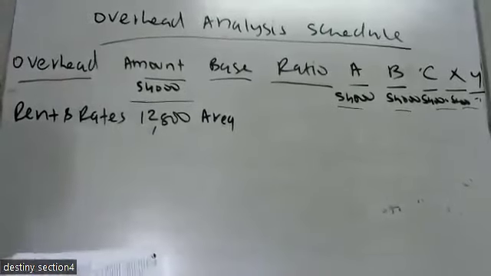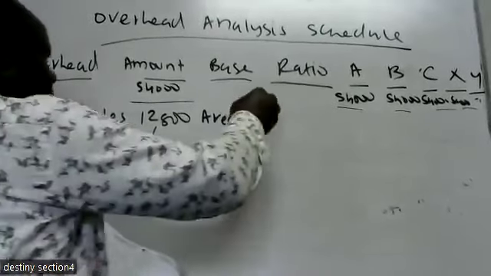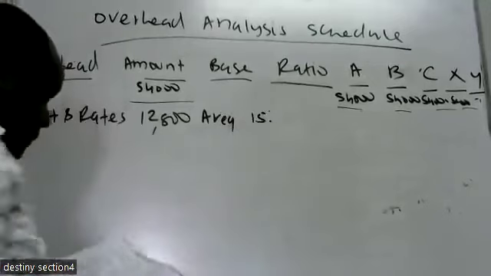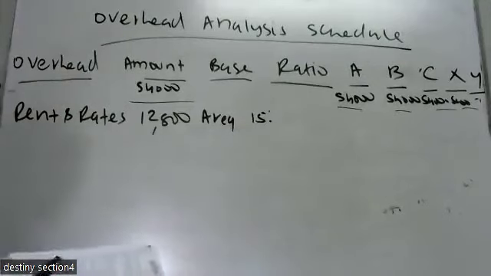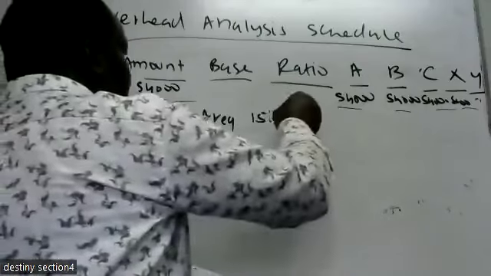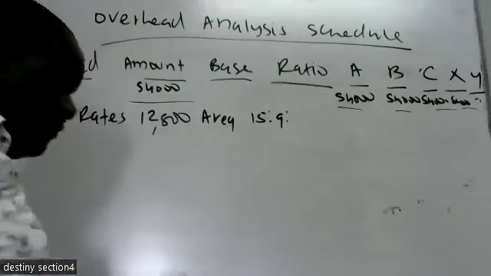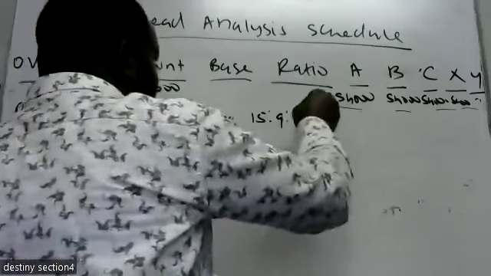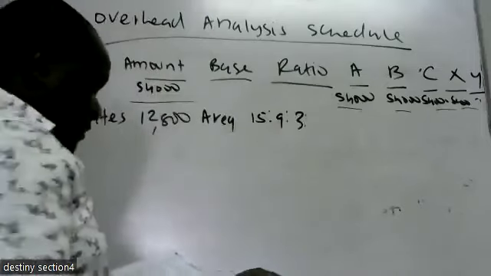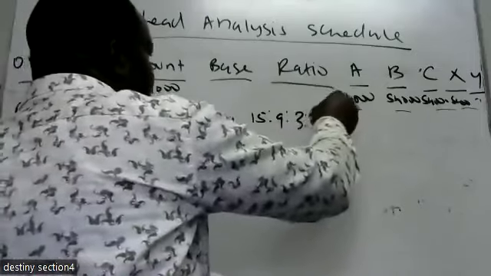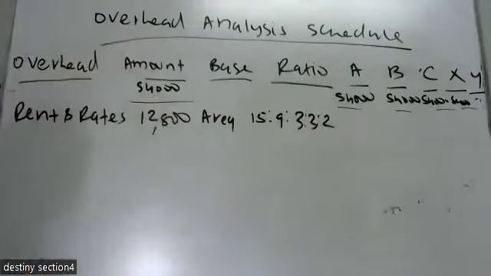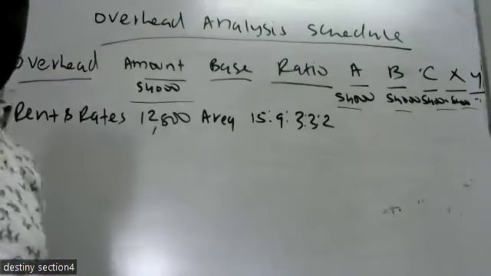15 times. Yeah, so the ratio will be 15 is to 2. The other one is 1,800 divided by 200. This one is 9. Then the other one is 600 divided by 200, which will be 3. The other one should be what? 3. So those are the ratios, those are the ratios based on the area occupied.